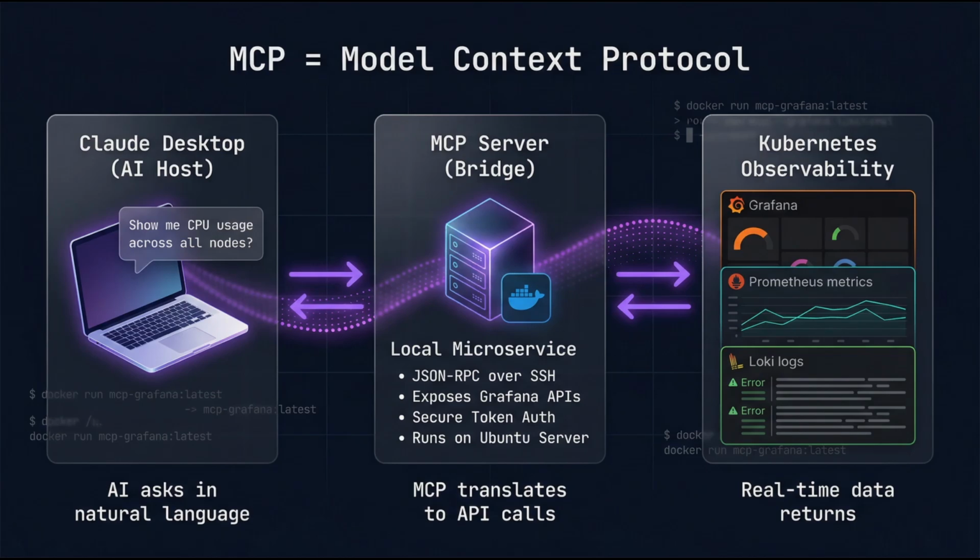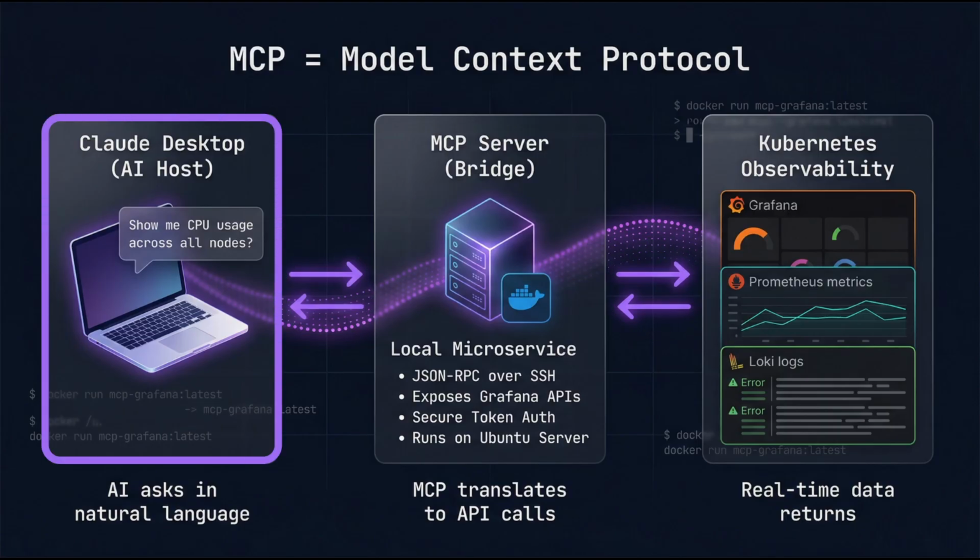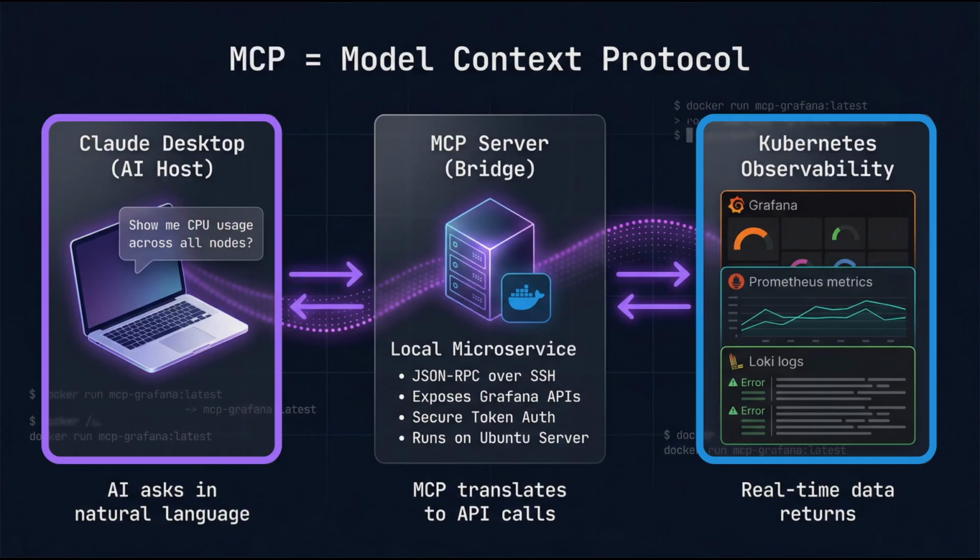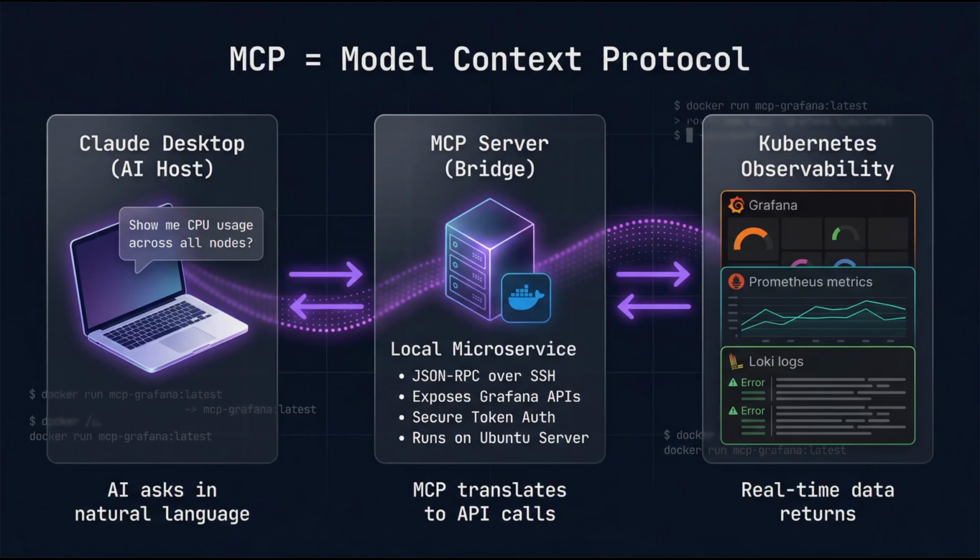So first, let's talk about MCP, short for Model Context Protocol. Think of MCP as a secure bridge between your local tools and your AI model like Claude. It allows Claude Desktop to talk to your systems, for example, Kubernetes, Docker, Grafana, or even your CI/CD pipelines safely and in context. Instead of manually navigating dashboards or running CLI commands, you can just ask your AI assistant for metrics, logs, or performance stats, and it pulls them in real time.